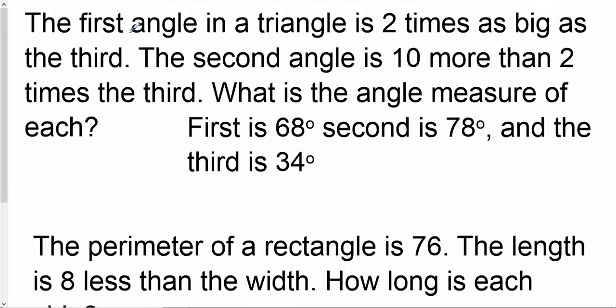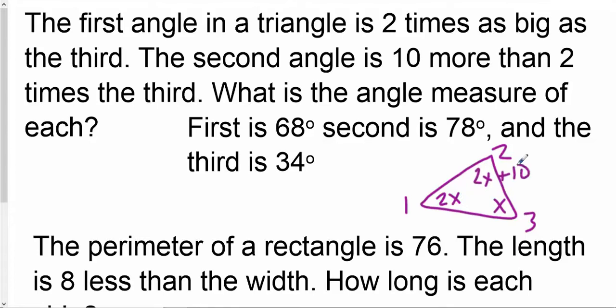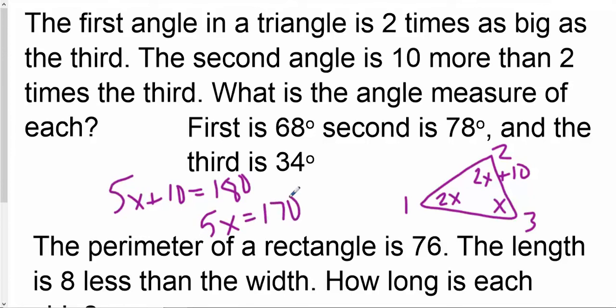So for the first one, we're told again that the first angle is twice as big as the third, but we're not told what the third is. The second angle also references the third, so we're going to have to just call the third angle x. The first angle is 2 times the third, and the second angle is 10 more than 2 times the third, so 2x plus 10. We add these all up to get 5x plus 10 equals 180. So now this gets us 5x equals 170, and we divide by 5 on both sides to get x is 34. But that's just the third angle. So we plug those in and solve to get the other two.